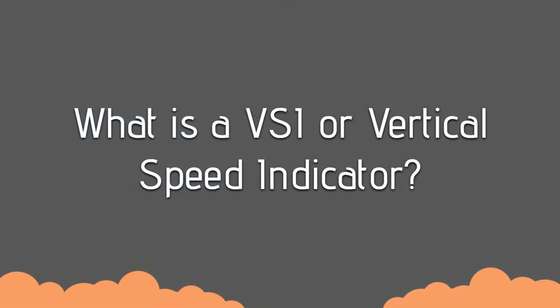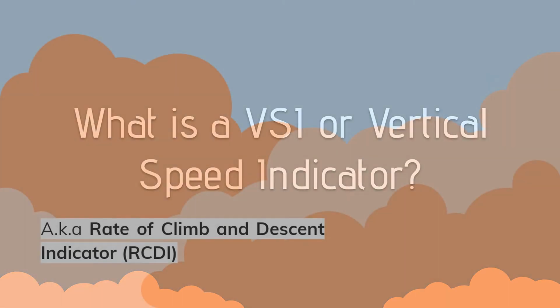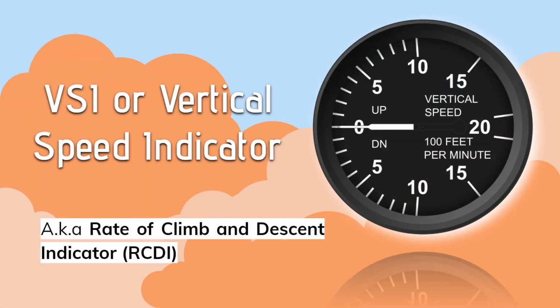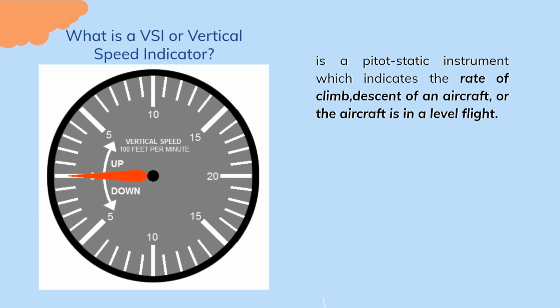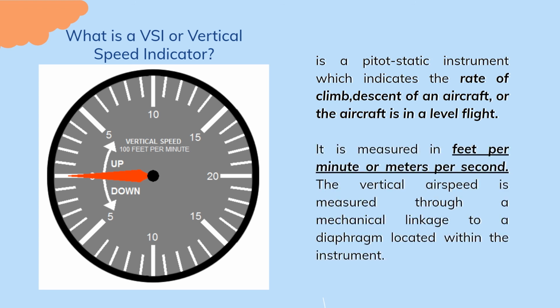What is a vertical speed indicator? A vertical speed indicator, also known as a rate of climb and descent indicator or RCDI, is a pitot-static instrument which indicates the rate of climb, descent of an aircraft, or whether the aircraft is in level flight. It is measured in feet per minute or meters per second. The vertical airspeed is measured through a mechanical linkage to a diaphragm located within the instrument.